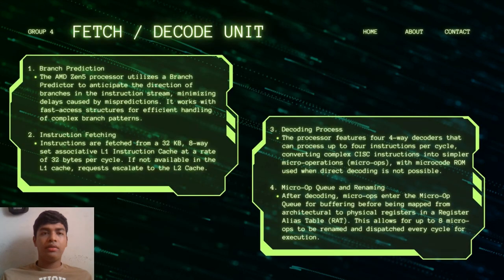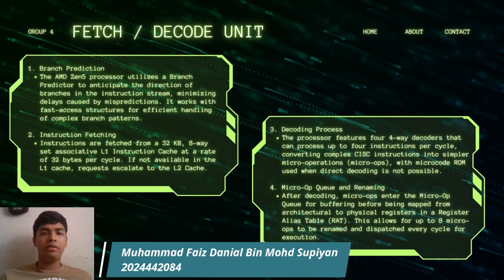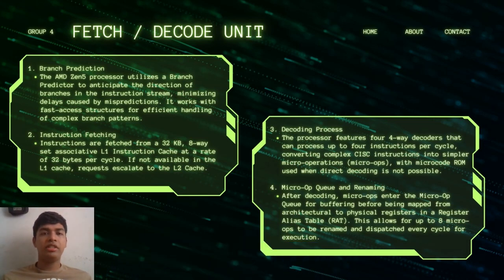And today I'm going to talk about the fetch decode unit and execution unit. So first thing first, fetch/decode unit. There are 4 parts that I'm going to highlight when it comes to those 2 units. For fetch decode unit, I'm going to talk about branch prediction, instruction fetching, decode process, and micro-op queue and rename. So the first one, branch prediction.